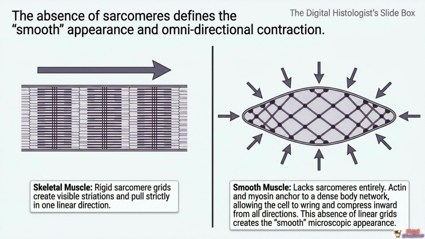Instead of a linear grid, the actin and myosin filaments anchor to a web-like network of dense bodies scattered throughout the cell. When contraction is initiated, this dispersed anchoring allows the entire cell to essentially wring itself out, compressing inward from all directions simultaneously. It is this complete absence of linear protein grids that creates the structurally smooth appearance under a microscope. This omnidirectional contraction is a masterclass in biological engineering, allowing the cells to squeeze and constrict hollow tubes in a way that linear skeletal muscle simply could not achieve.